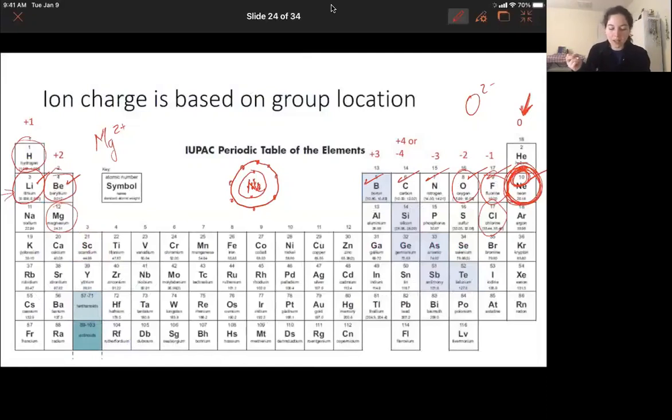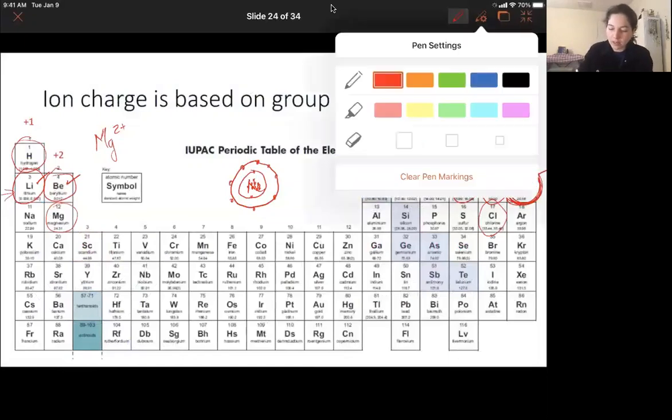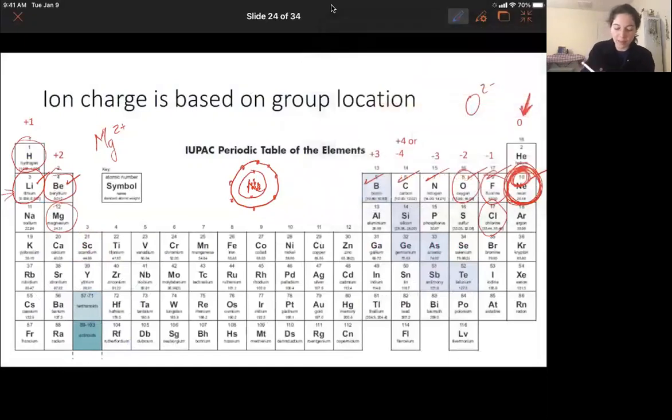All right. And if we look, you'll find that our neon's quite happy because it's got 1, 2, 3, 4, 5, 6, 7, 8. It doesn't want any more. It doesn't want to gain electrons. It doesn't want to lose electrons. It's fine. So it tends to not react. It will stay as is.